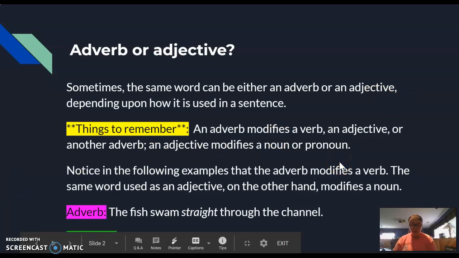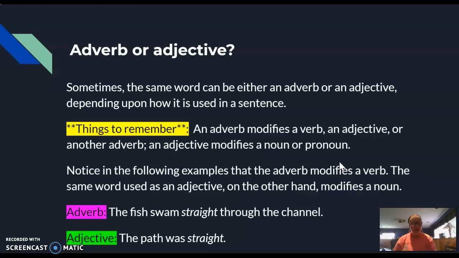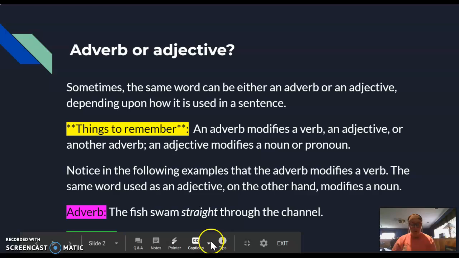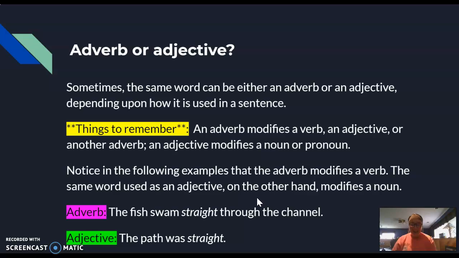Here's what adjectives do. Adjective: the path was straight. So now we have the word straight modifying the word path. So it's just describing it. We're not talking about how the path is doing something. We're not modifying any verbs here. We are describing the noun path. So again, when straight is used as an adverb, it's describing the verb swam. Adjective, straight is describing the noun path.